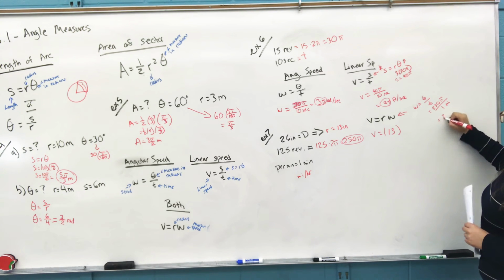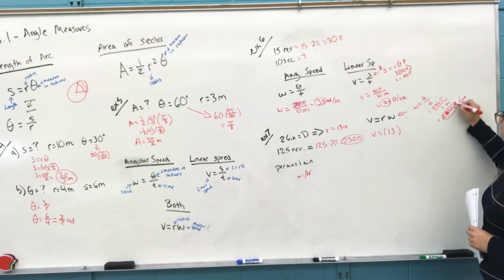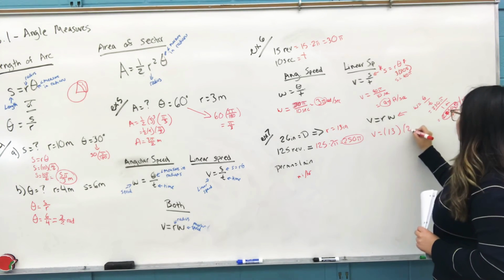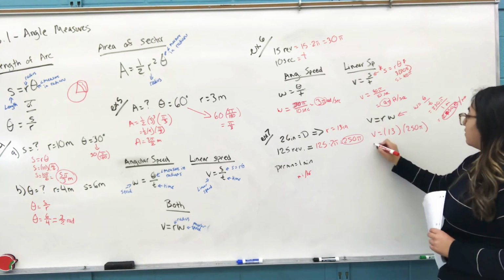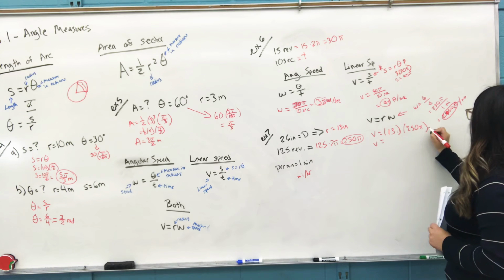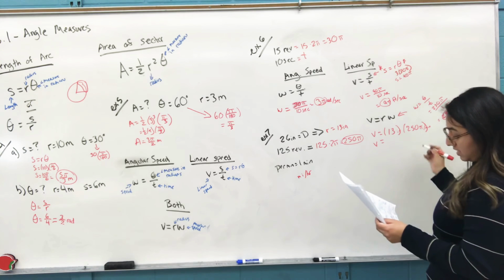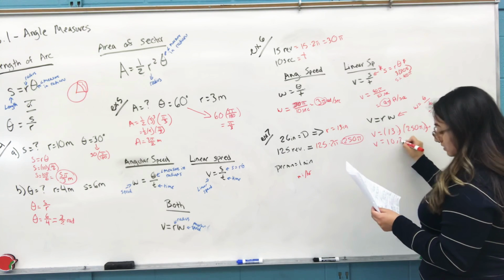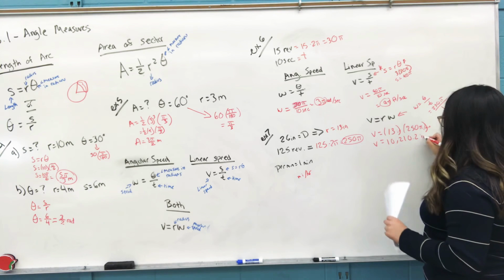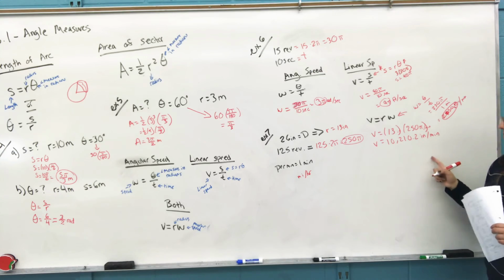So that means your answer would be 250π radians per minute. But the whole number is 250π right there. So now we have 13 times 250π radians. For this step, I would recommend you multiplying it out. 13 inches times 250π radians per minute. I'm going to put the measurement there. And when you multiply the 2 out, you get 10,210.2 inches per minute.